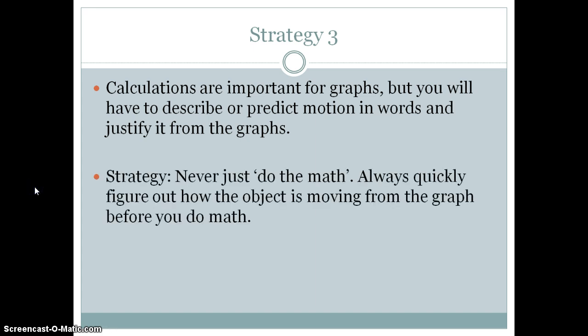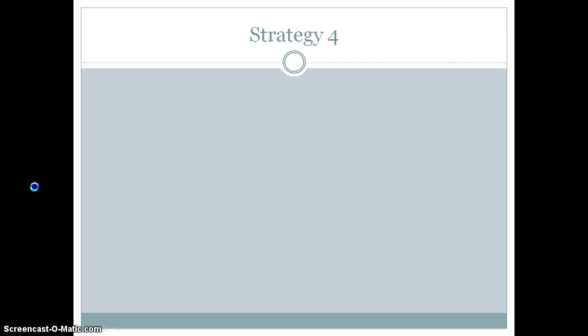So the strategy, never just do the math. Never. Always quickly figure out how the object is moving from the graph before you do the math. An example would be, is this speeding up or is it slowing down? Is this going to go to a value? And so on. I'm going to show you what I mean through the next couple class periods.